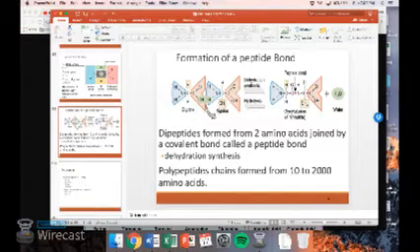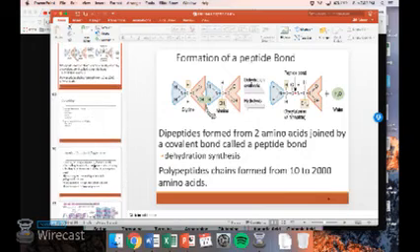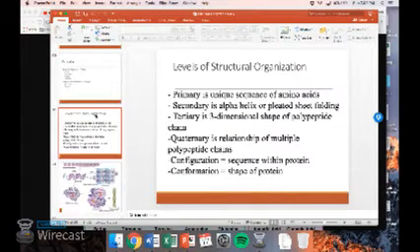If it's a methyl group, that means it's alanine. But that's not really the important part. The identity of the amino acid and how those R groups work isn't the big takeaway for the class. Our big takeaway is that we've got different levels of structural organization. So the primary sequence of a protein is the unique sequence of amino acids.